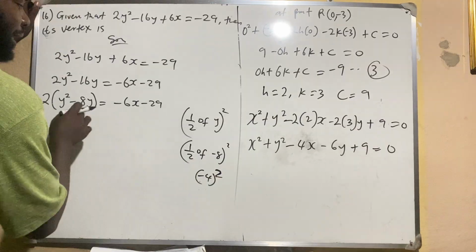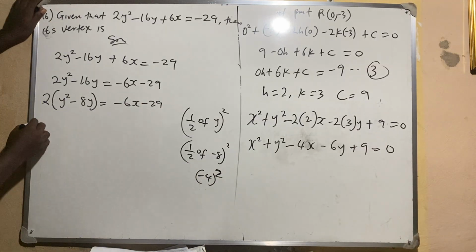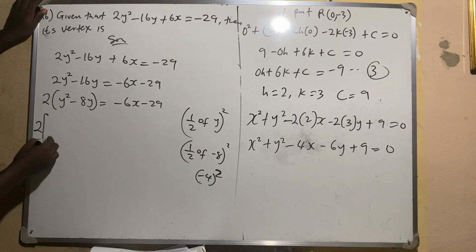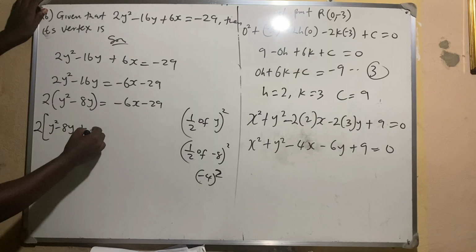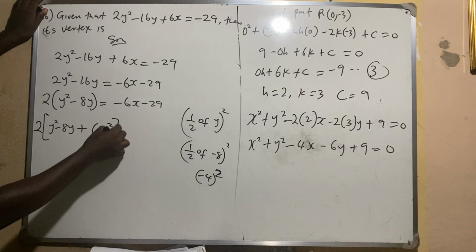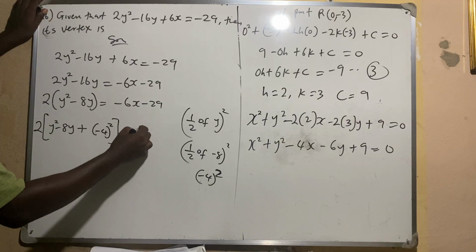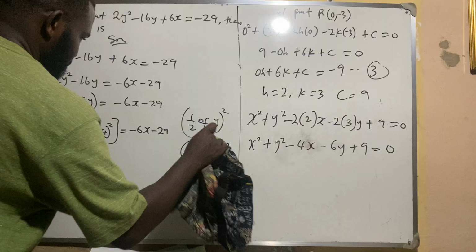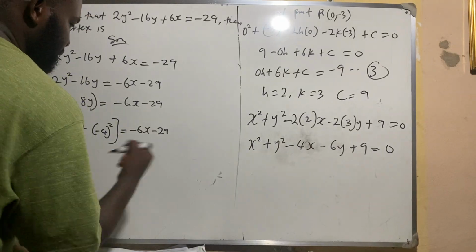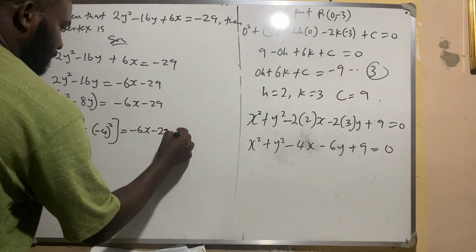So I have gotten half of it squared. So I will now carry this and add it to both sides. So I have 2 in bracket of y squared minus 8y, then plus, I'm adding here, plus minus 4 all squared, is equal to minus 6x minus 29. Okay, I've added here, so let me add here plus.